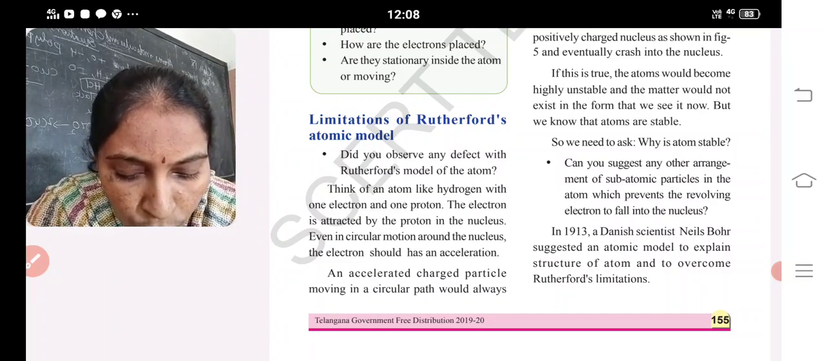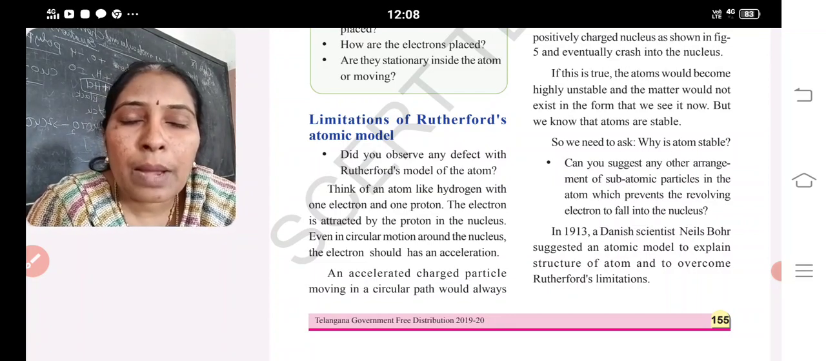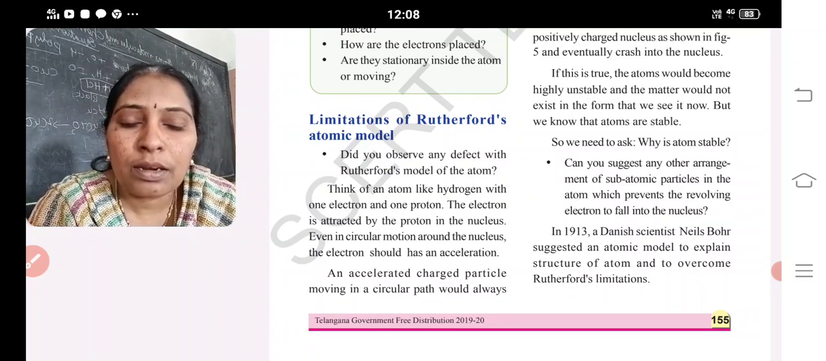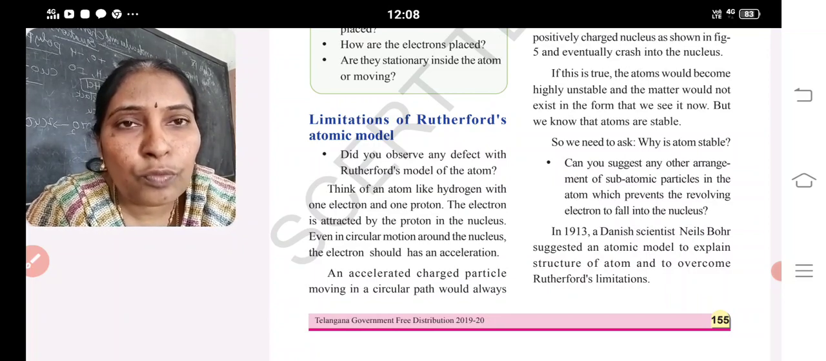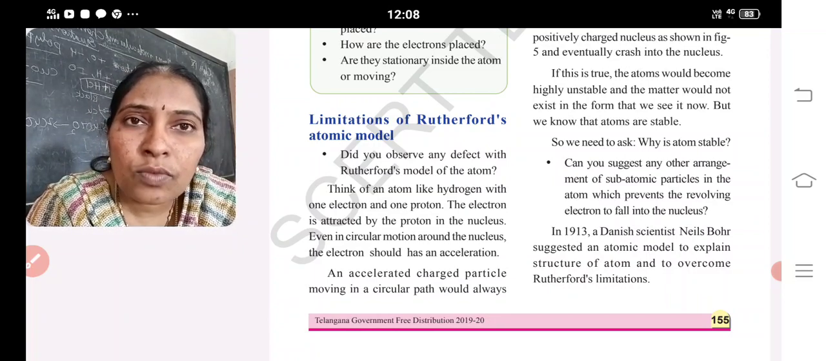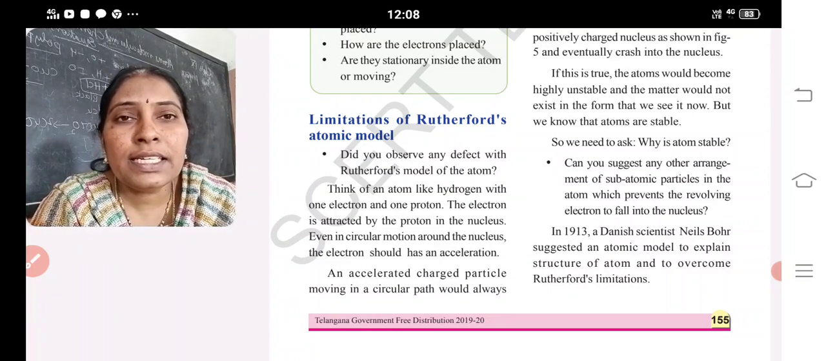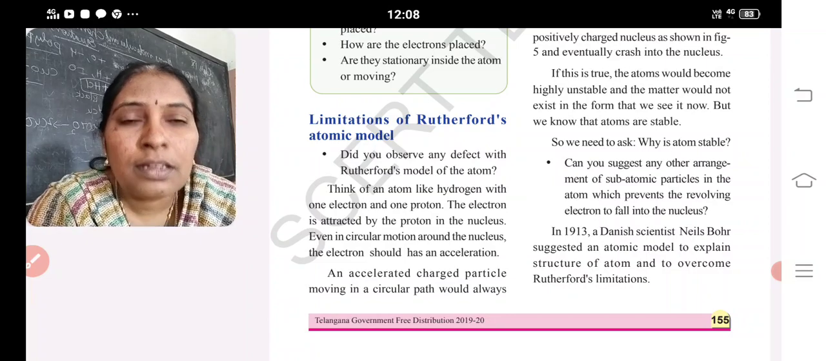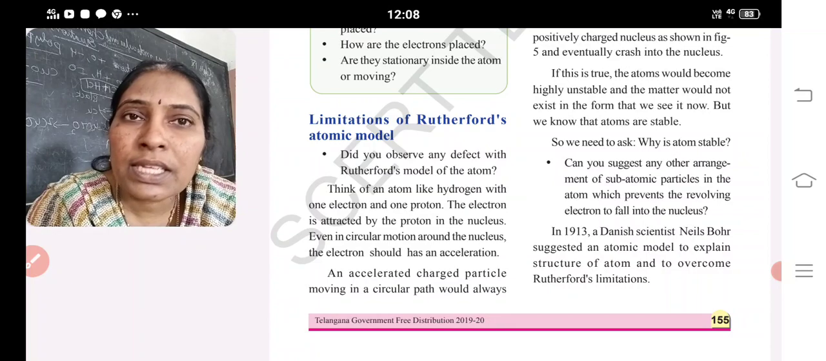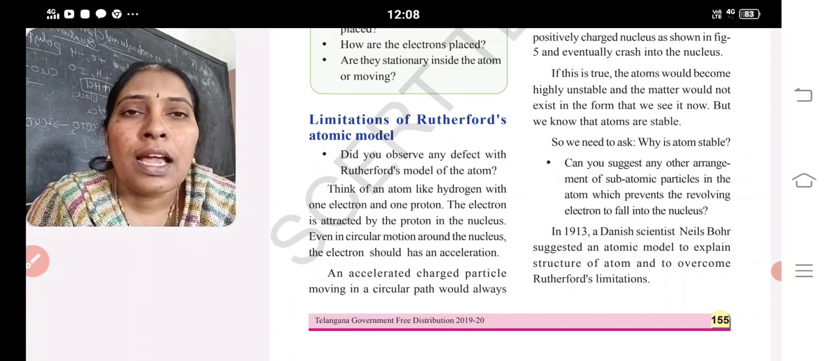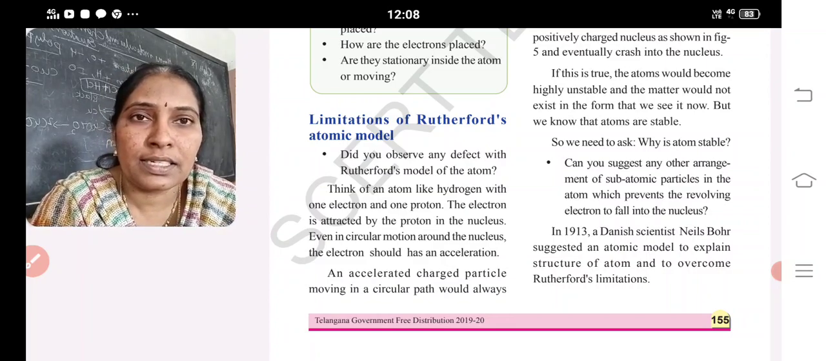What is the Thomson model? J.J. Thomson's model is known as the plum pudding model or watermelon model. Why? Because he compared his model with a watermelon fruit, where the entire fruit consists of red mass and seeds are embedded in it. In the same manner, the watermelon is compared with the atom, where the entire space is filled with positive charge, and inside the positive charge, like seeds, electrons are placed.